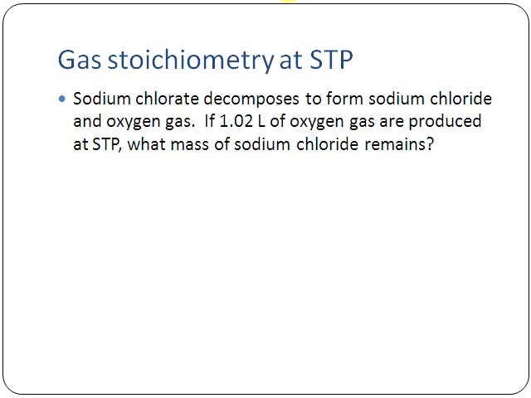We have a reaction. We're trying to figure out, in this case, we have the volume of one of the products right here, the oxygen gas. We're looking for the mass of the sodium chloride that remains, and that's the other product. In any stoichiometry problem, the first step is simply to write out and balance the equation.